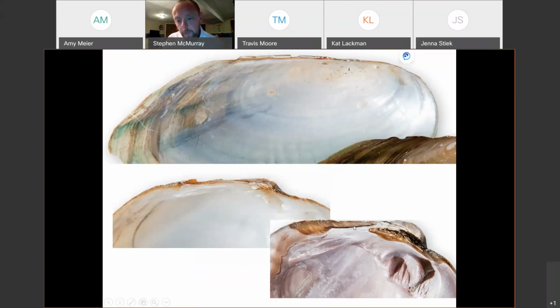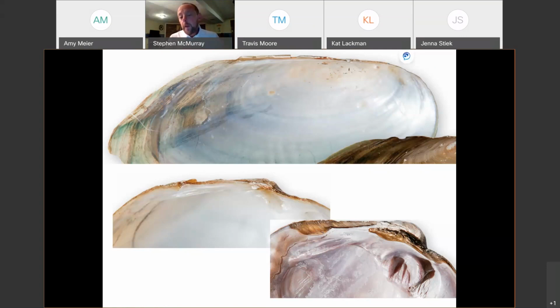So we talked about the hinge ligament and the teeth acting as hinges that allow the shell to open up and close. And right here, this is an adductor muscle scar. And then there's another one over here. So there's one anterior and one posterior. And in order to close the shell, they contract that muscle and it closes the shell down and they hold it closed. And then when they want to open it, they just relax those muscles. And then the hinge ligament is what actually starts to force it to come open.